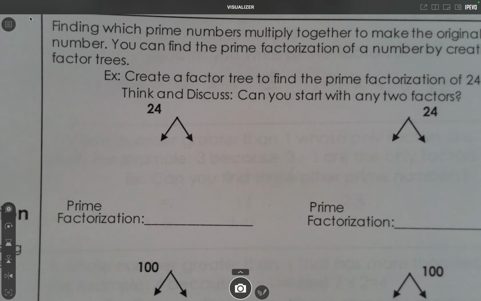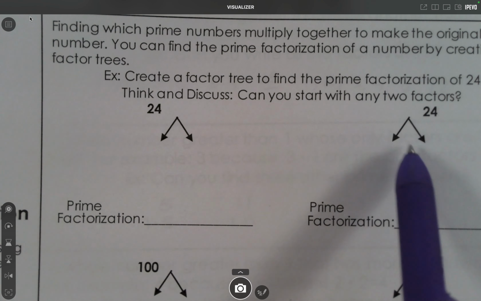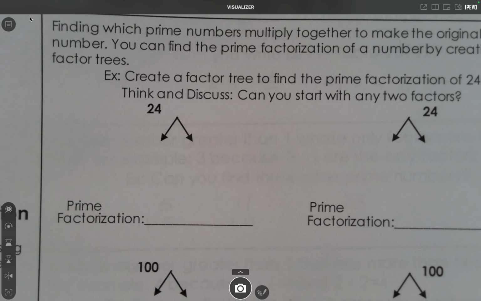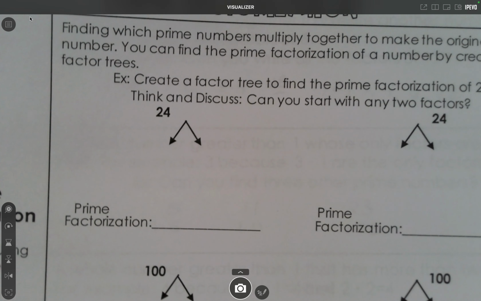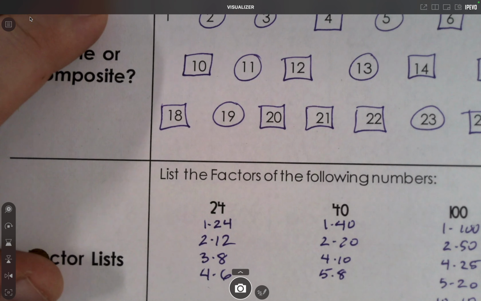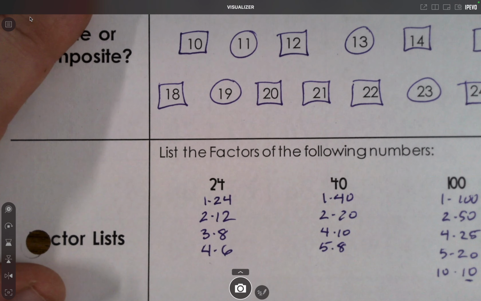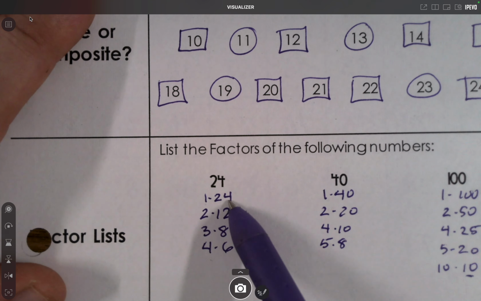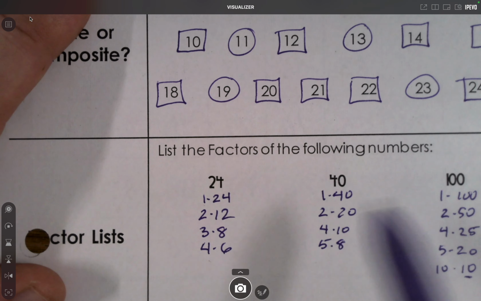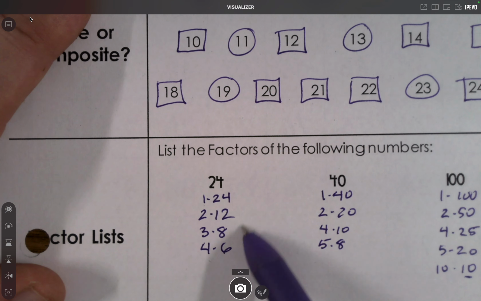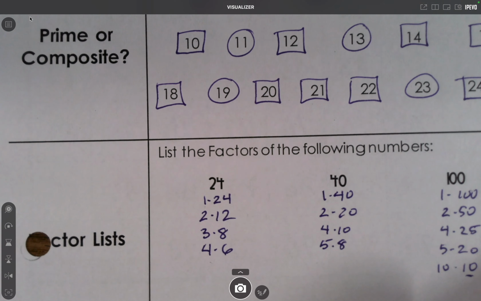And I'll show you an example on these. We'll take 2 different routes with 24, but still get the same prime factorization. Because if you remember from the first page, we've actually got 4 choices of how we could, really just 3, because you never want to use 1 in the number. That doesn't help or get anywhere. So we could do any of these 3 in order to begin our prime factorization.